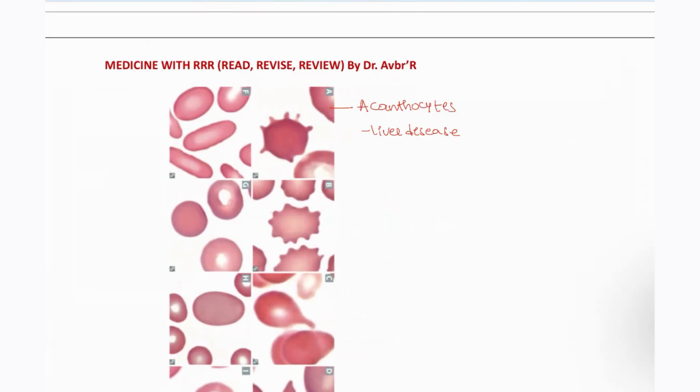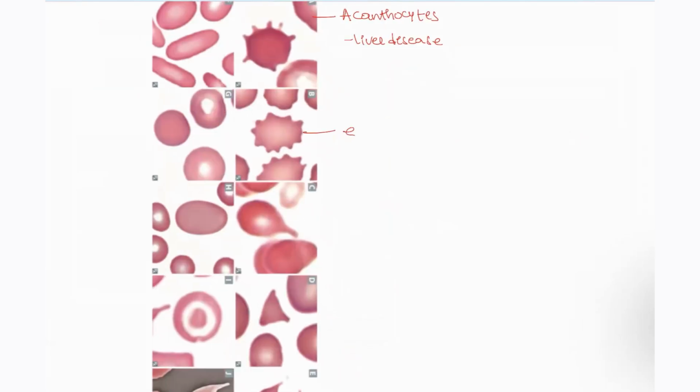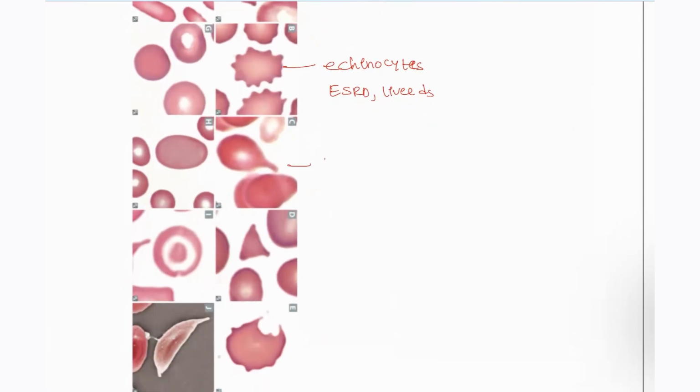Next, another one here you can see is known as echinocytes. Echinocytes are usually seen in end stage renal disease and also end stage liver disease patients. Next, here these are known as teardrop cells, also known as dacrocytes. Okay, they are usually seen in very rare conditions, rarely seen in myelofibrosis. Okay, myelofibrosis is the condition we are going to see.